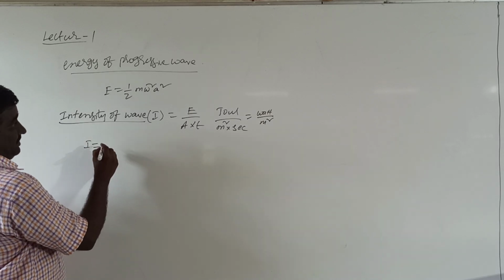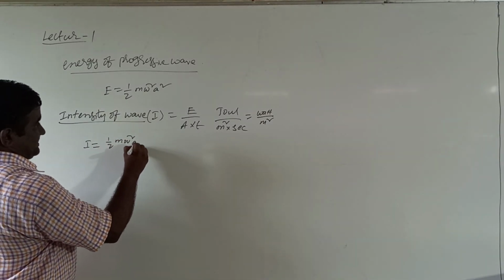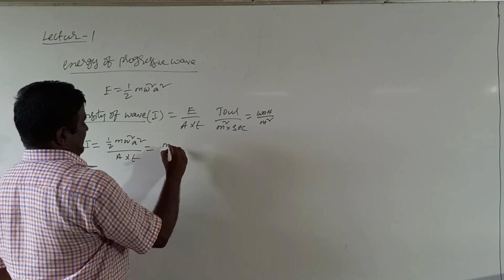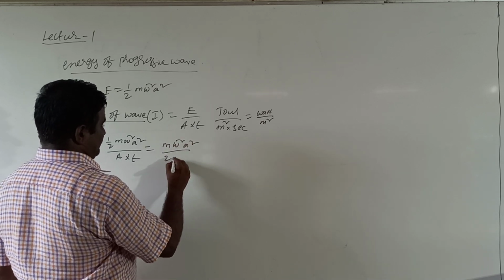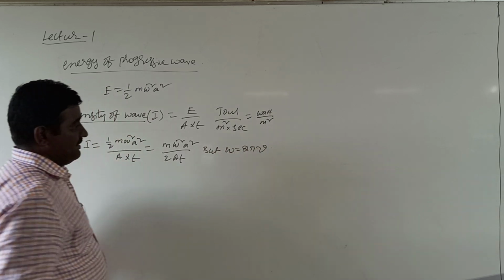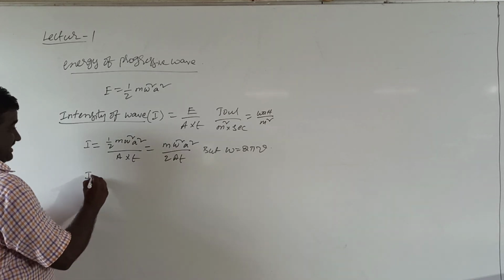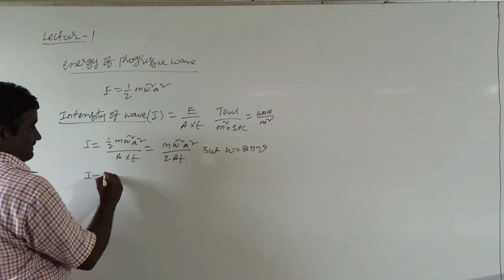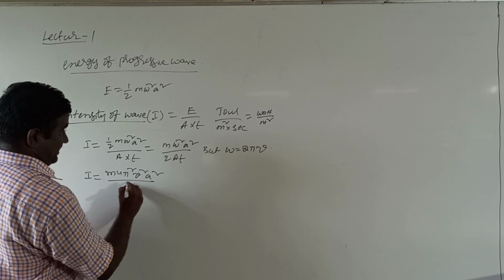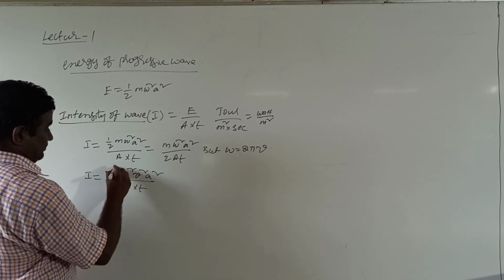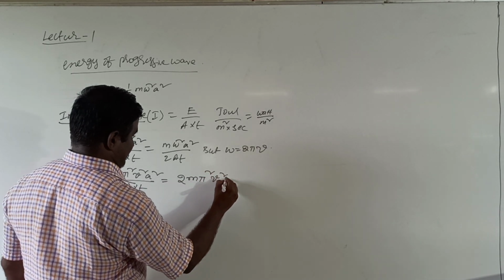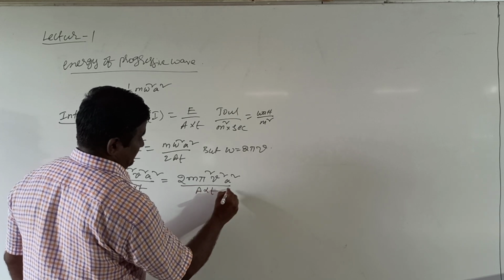Now intensity I equals half m omega square a square by A into t. Then m omega square a square by 2 into A into t. But omega equals 2 pi nu. Then the intensity of a wave I equals m into 4 pi square nu square a square by 2 into A into t. The 2 gets cancelled: 2 m pi square nu square a square by area into t.